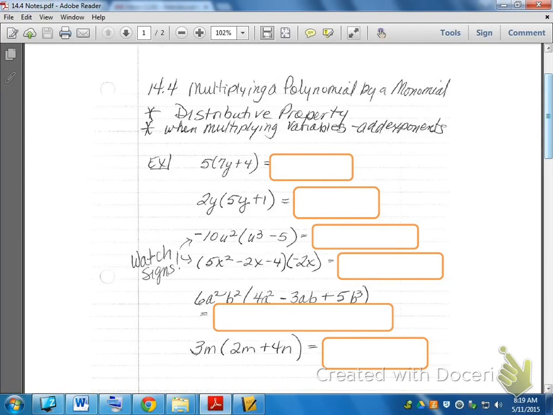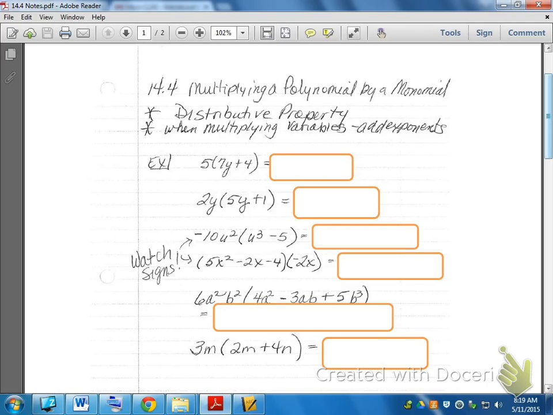Lesson 14.4, multiplying a polynomial by a monomial. Again, this is something that we have done before, but it was under a different name. It was called distributive property, and we've done that all year long, so this shouldn't be a huge difference today. I think some of the polynomials might be a little bit longer than what we're used to, but that's just to get you the practice of the multiplying.